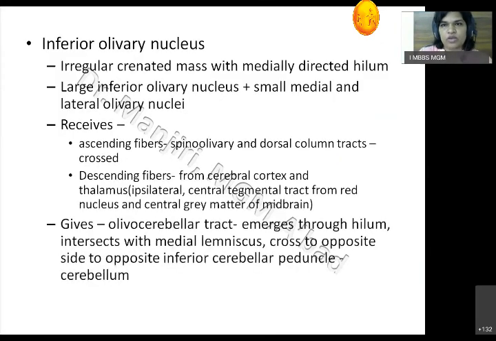Okay. Inferior olivary nucleus is also a collection of 3 nuclei, that is one large inferior olivary nucleus, one small medial, and one lateral. You have to understand, olivary nucleus is like a junction, so it receives the signals or information from the lower part of the central nervous system, that is spinal cord, and higher center as well, that is cerebral cortex and thalamus. It receives information from all ways, and it sends this information to the cerebellum through the olivocerebellar tract, to the opposite side.